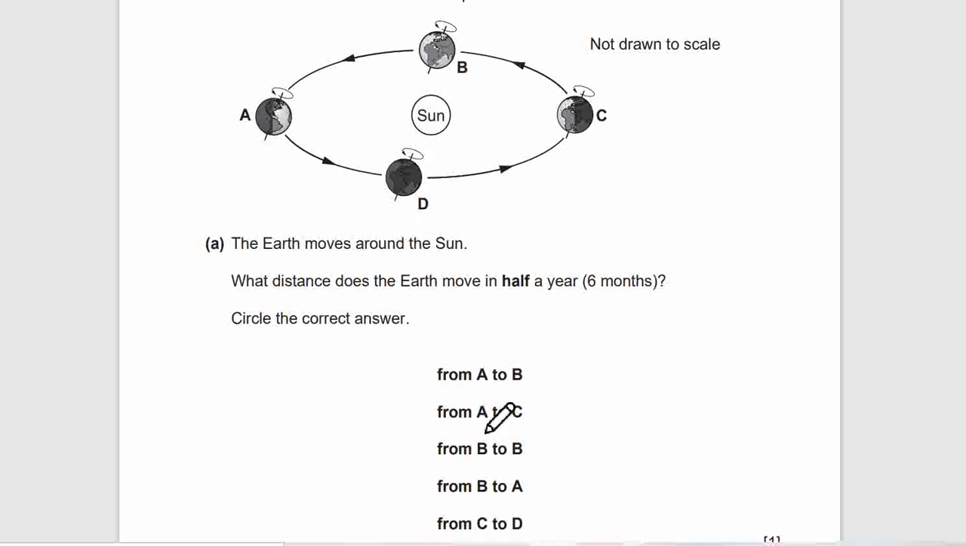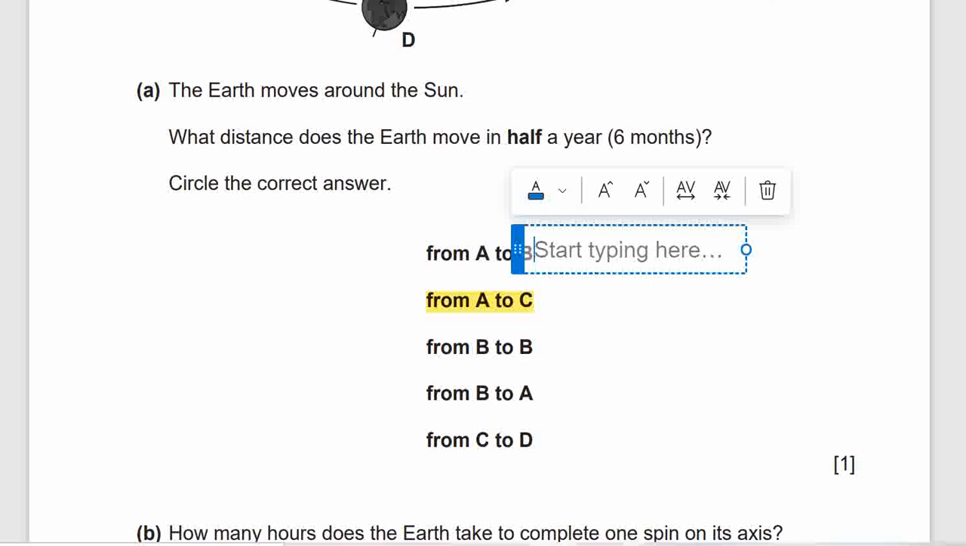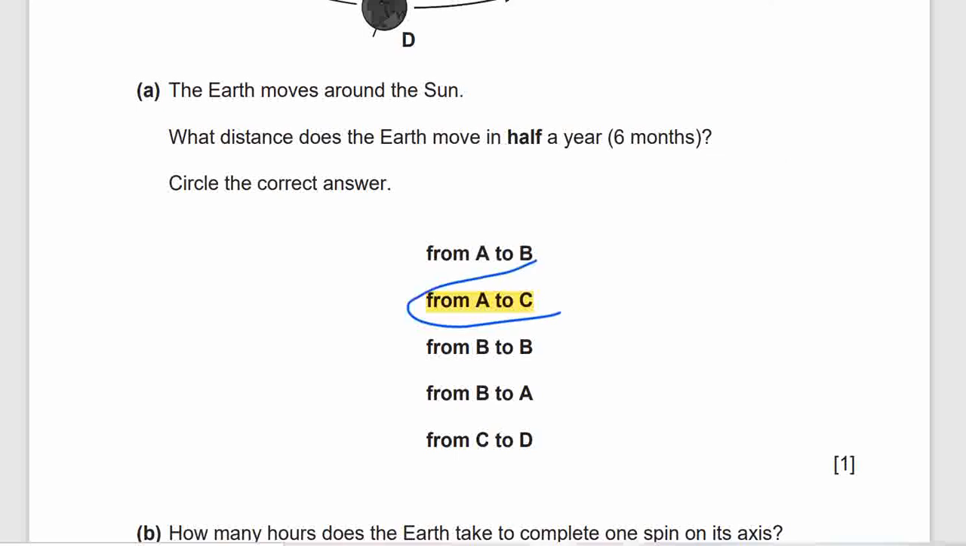It will be 1 year. B to A will be only a quarter. C to D is also a quarter. So the correct one is from A to C, because A to C is a half circle. This needs half a year or 6 months. So this will be our answer, A to C. Let's move on.